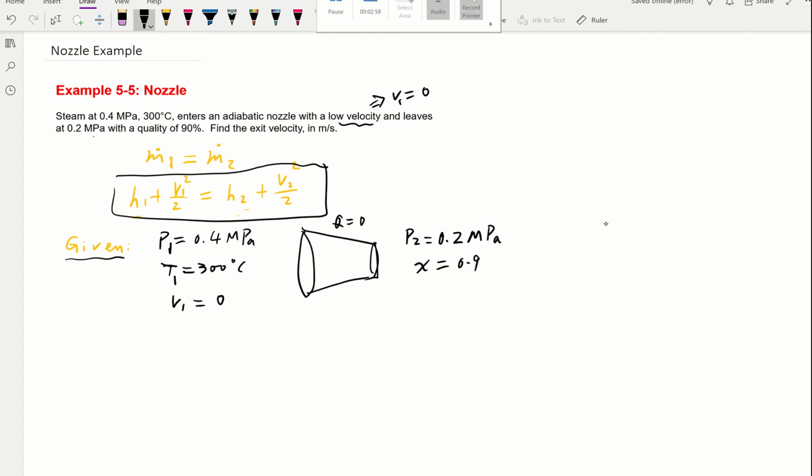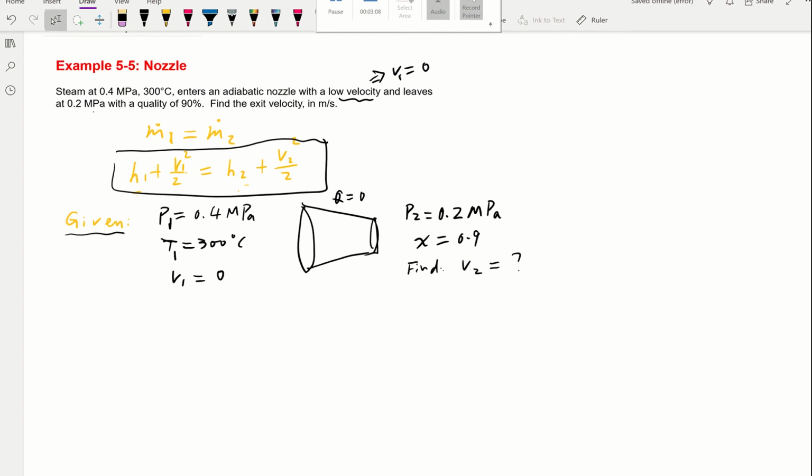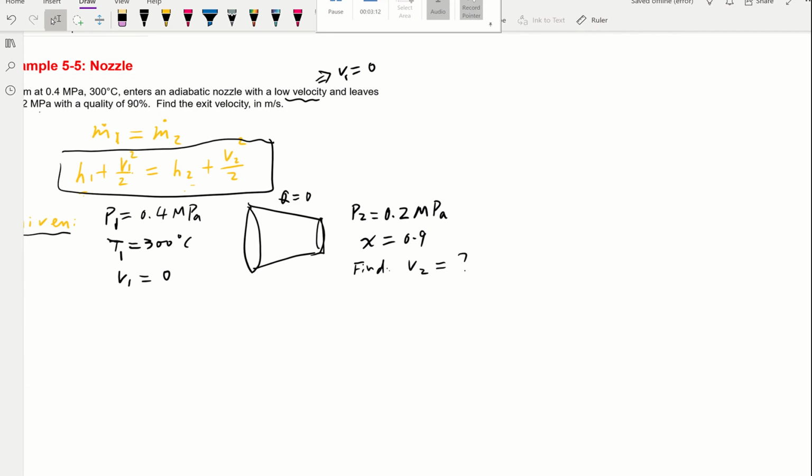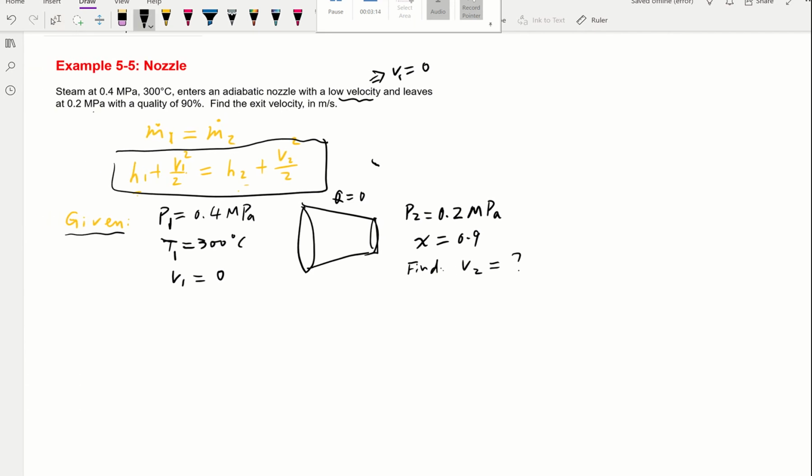They want to find the exit velocity, which means find what? V2. So how do we solve a problem like this? Likely we're going to use this governing equation, right? Let's think about it: in this equation we needed to know h1. So why don't we make that our first step, finding h1.